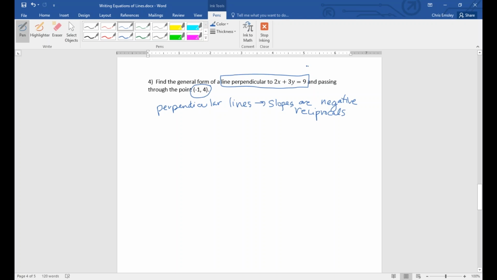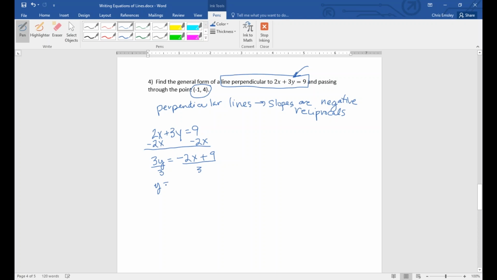So what that means is we need to find the slope of the line they gave us up here, and then we will take its negative reciprocal, and that will be the slope we want to use for our new line that we are going to write. So let's start off with this equation that they gave us. If we would solve this for y, we would have slope-intercept form, and then we'd be able to pull the slope off of there easily. So let's do that. Divide both sides by 3.